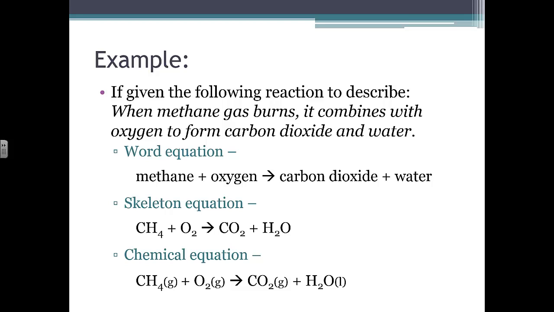Water, however, is going to be produced, and if it's not at a high temperature, instead of it being a gas, it's going to come out as a liquid.